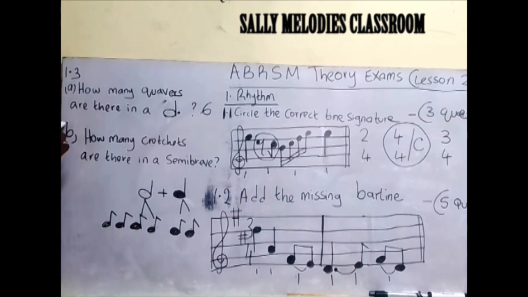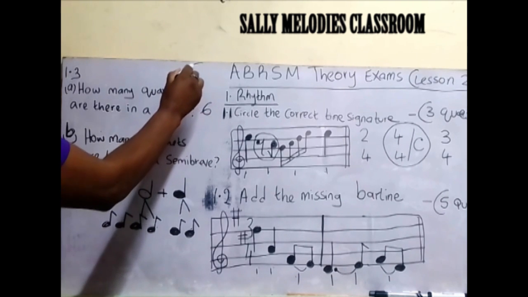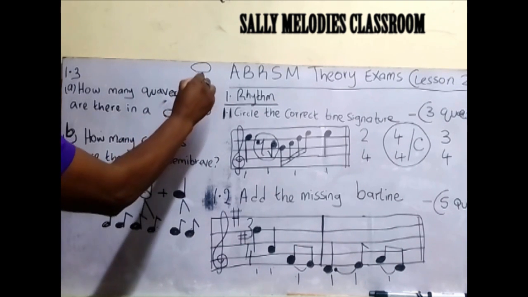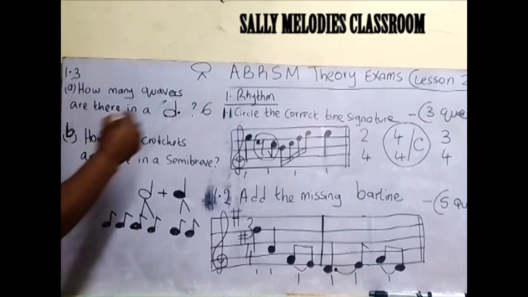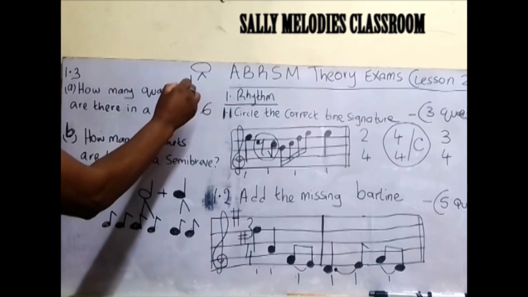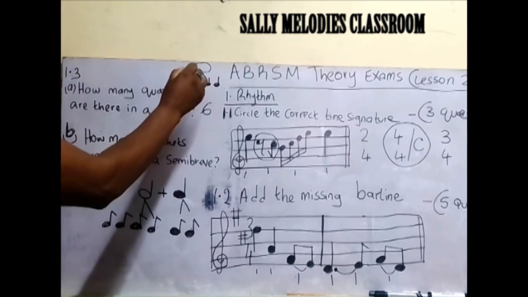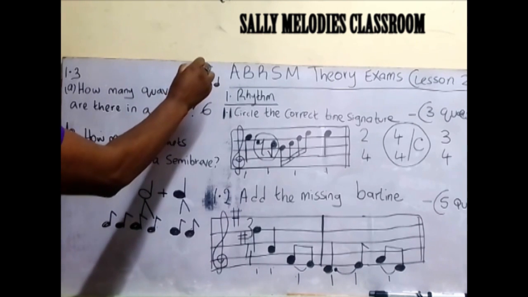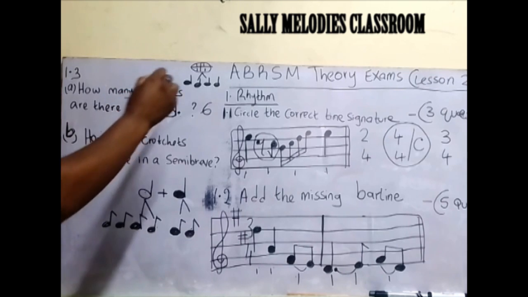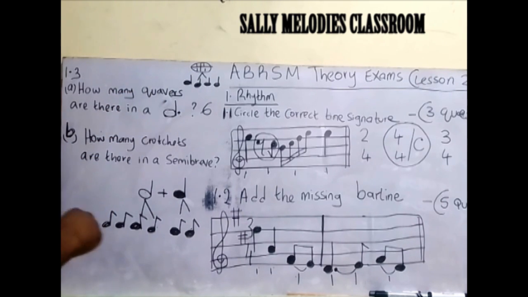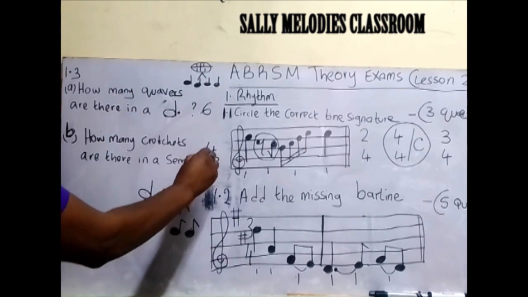And then you are asked, question number B, this one has got two questions. How many crotchets are there in a semibreve? You come and draw your semibreve there, and then you split it into crotchets. So 1, 2, 3, and 4. A semibreve will be divided into 4 to give you a crotchet, a crotchet, a crotchet, a crotchet. That is how you are supposed to answer your question. So here the answer is 4.